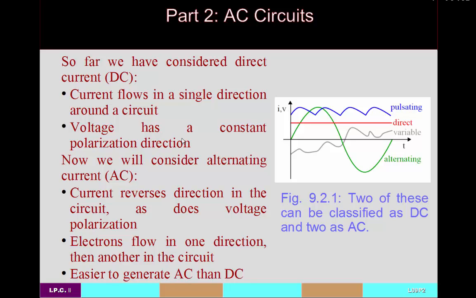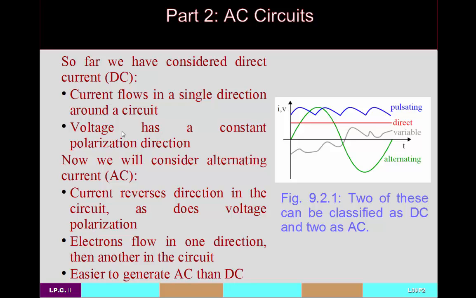Recall that in a DC circuit, the current flows in a single direction around the circuit. For example, this red line would represent the standard DC signal. This could represent either voltage or current. And it's true, though, that this blue pulsating line also would represent a sort of DC signal.